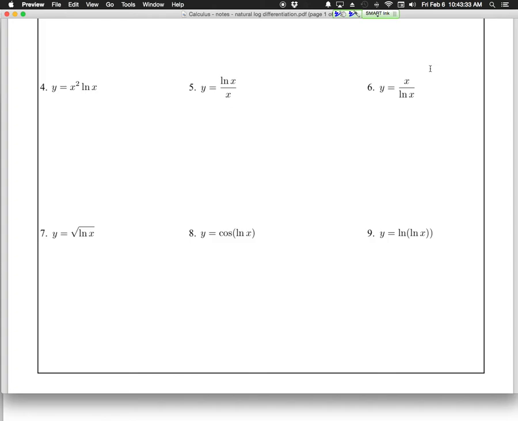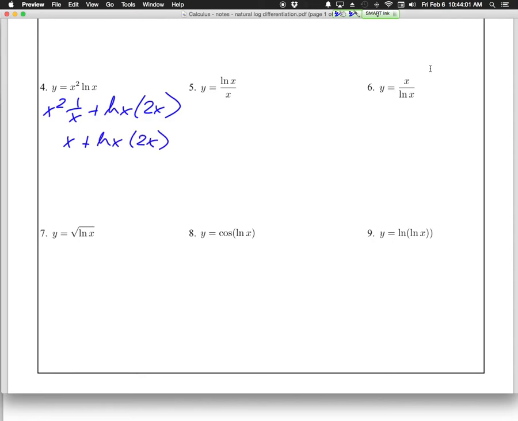All right, number 4. I have y equals x squared times the natural log of x. What has to happen? Product rule: first times the derivative of the second, plus second times the derivative of the first. So that gives me x plus the natural log of x times 2x.